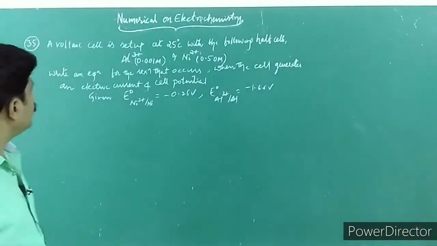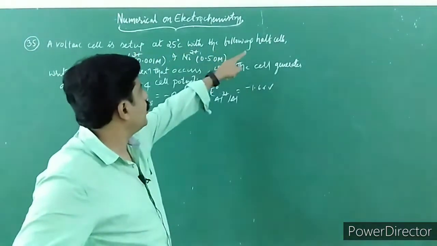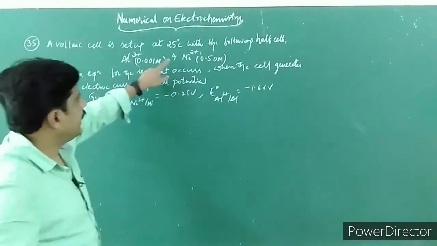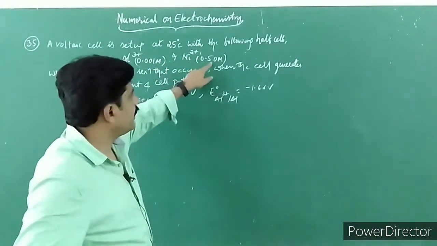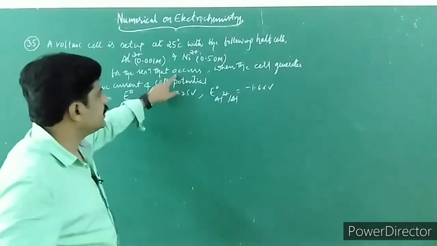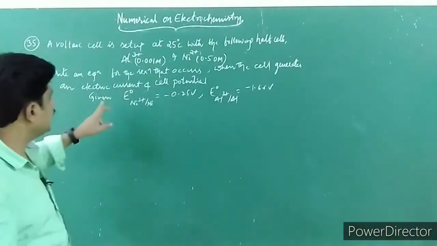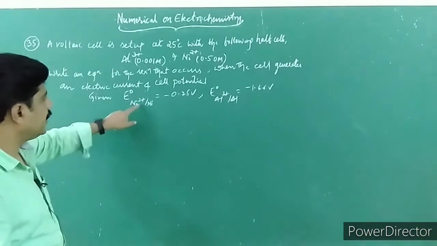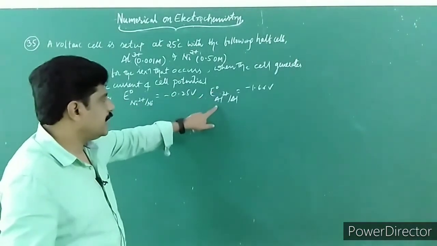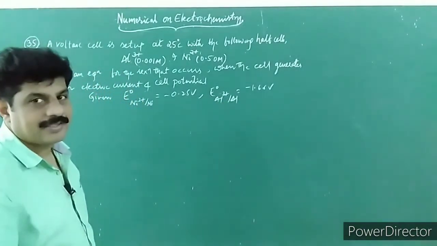Children, let me take up one more numerical. A voltaic cell is set up at 25 degrees Celsius with the following half cells: Al3 plus 0.001 molar and Ni2 plus 0.50 molar. Write an equation for the reaction that occurs when the cell generates an electric current and determine the cell potential, given the standard reduction potential of Ni2 plus bar Ni is equal to minus 0.25 volts and the standard reduction potential of Al3 plus bar Al is equal to minus 1.66 volts.